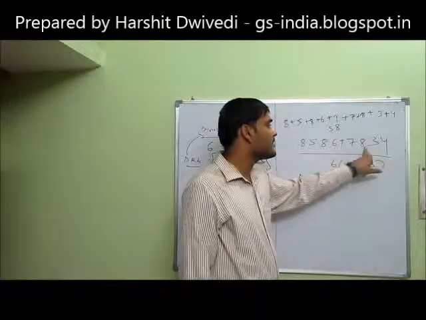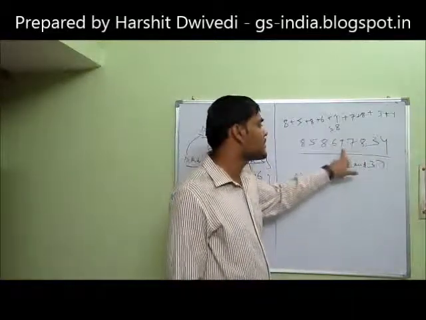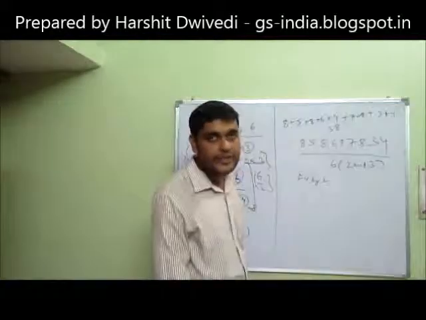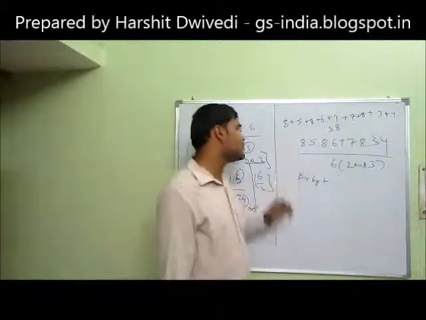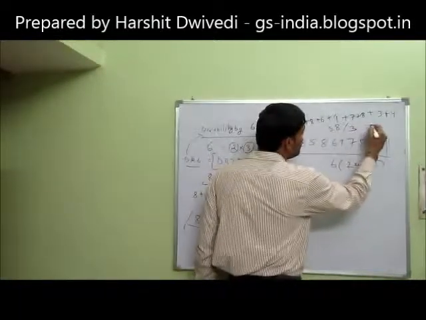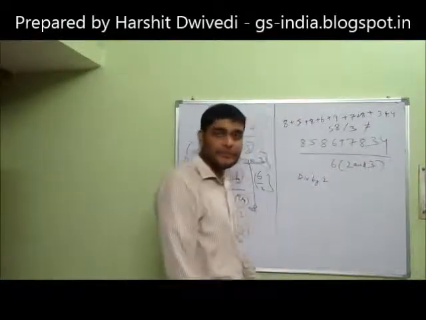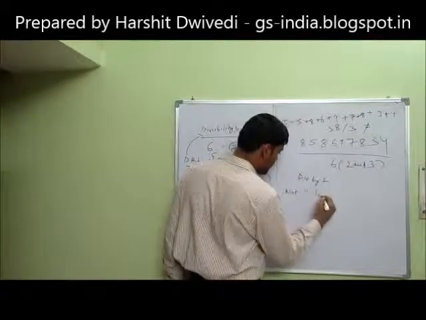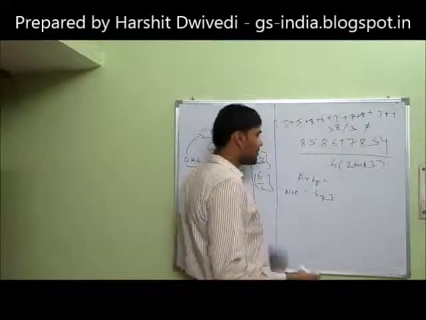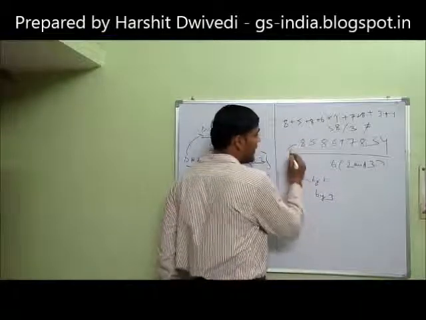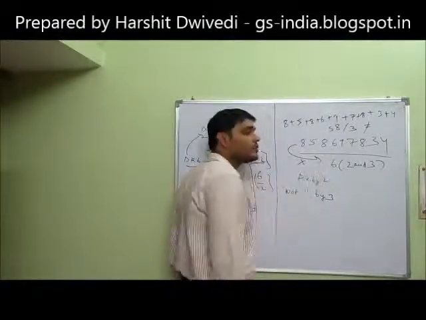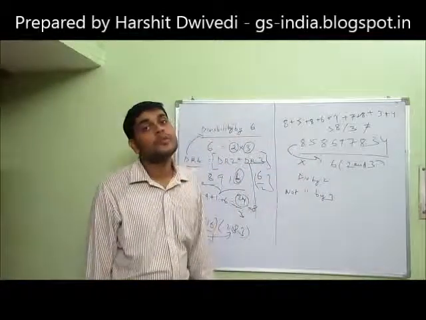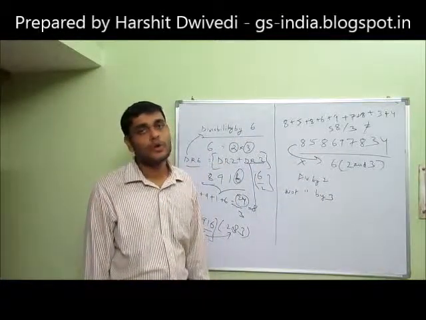Adding step by step: 8, 13, 21, 27, 36, 43, 51, 54, 58. So is this number 58 divisible by 3? This number 58 is not divisible by 3. So this number 858697834 is not divisible by 6, because it is divisible by 2, but it is not divisible by 3. So this is the whole logic.